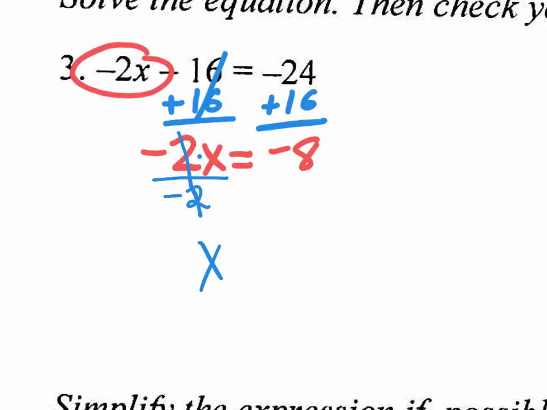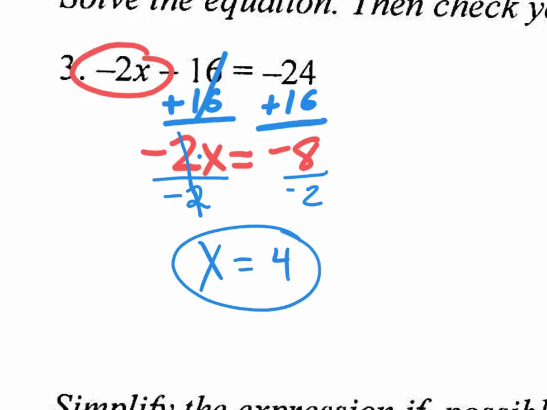And of course, what you do to one side, you must do to the other side to maintain the balance. Now right here we have a negative 8 divided by a negative 2. That is positive 4. And that is our answer right there.